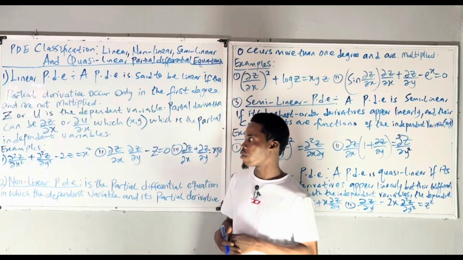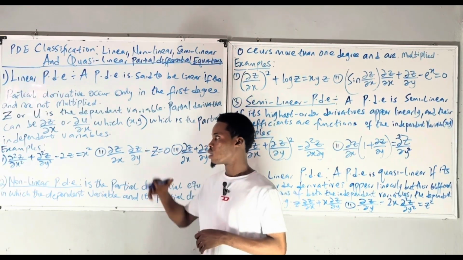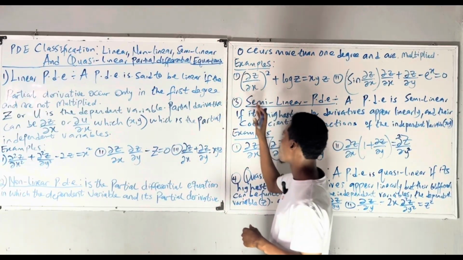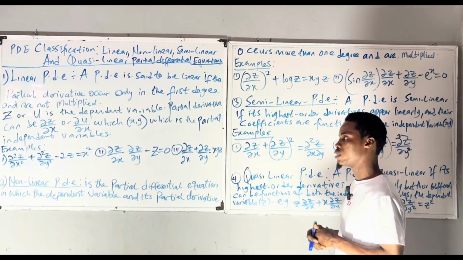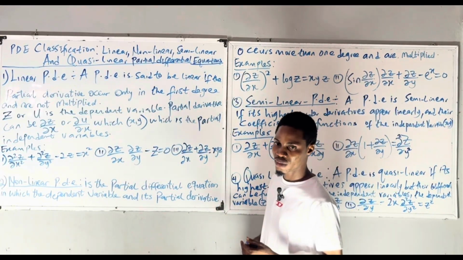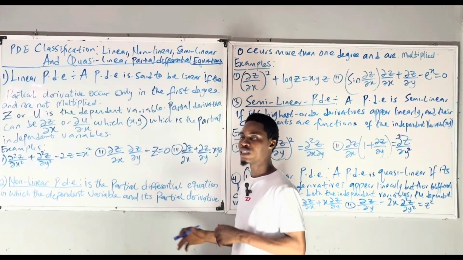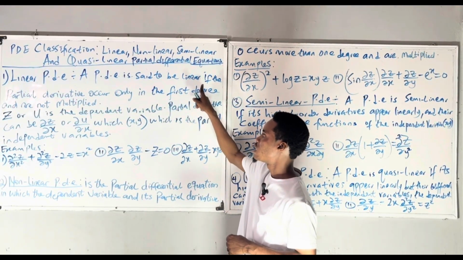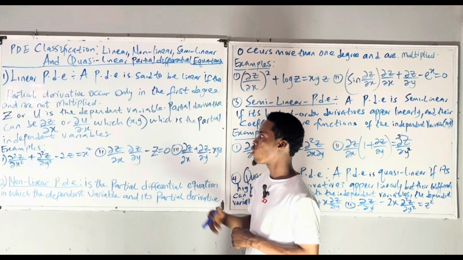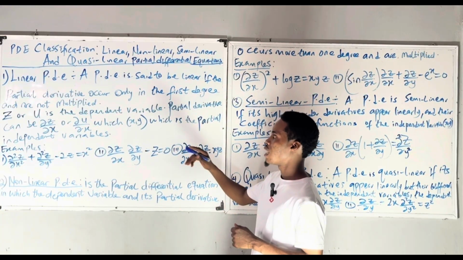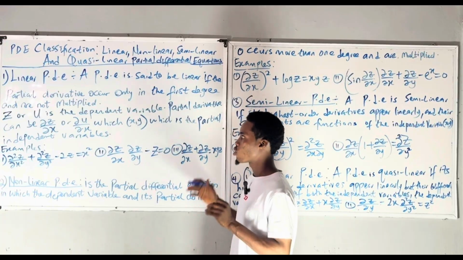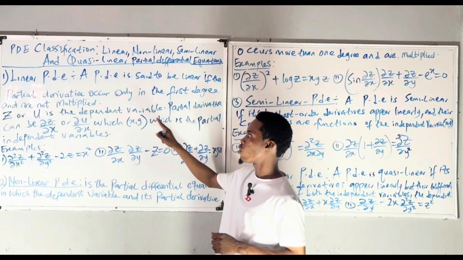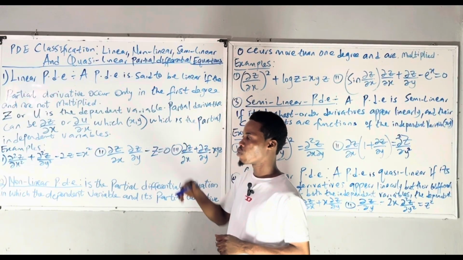So in this one, how can we now classify? We have the classification of them: linear PDE, non-linear PDE, semi-linear PDE, and quasi-linear PDE. So how do we classify them? Linear PDE. A linear PDE is a linear partial differential equation. A PDE is said to be linear if the partial derivatives occur only in the first degree and are not multiplied.